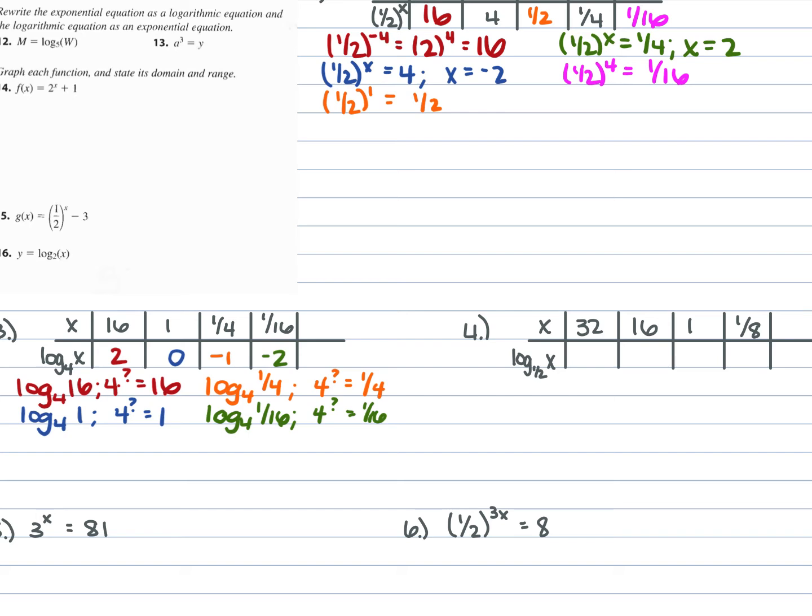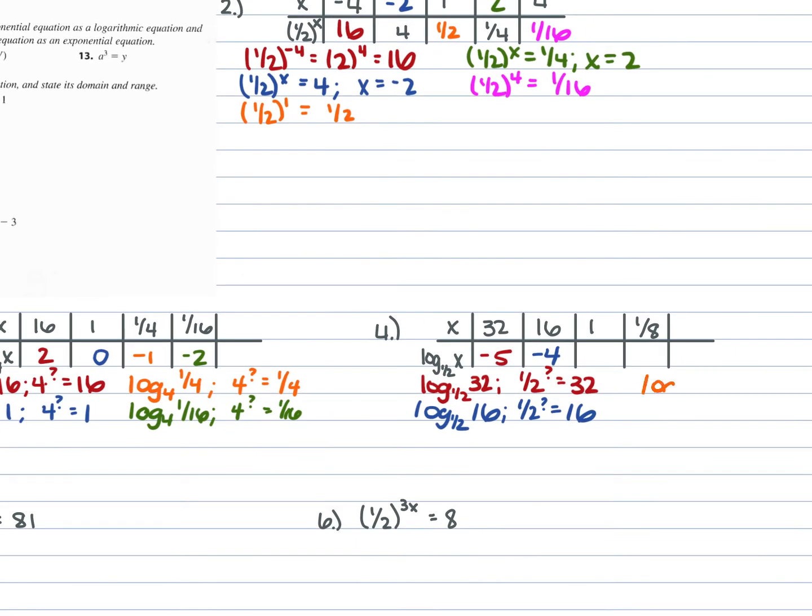For number 4, we have x and we have log 1/2 x. For our first x value, we have 32. So we're going to have log 1/2 of 32. So this is saying 1/2 to what power is 32? Well, if we raise 1/2 to the -5th power, we get the 32. Next, we have log 1/2 of 16. So 1/2 to what power is 16? If we raise 1/2 to the -4th power, that would give us the 16.